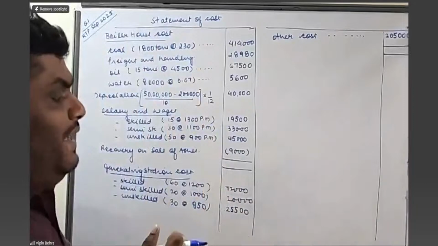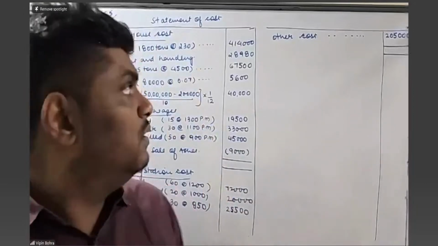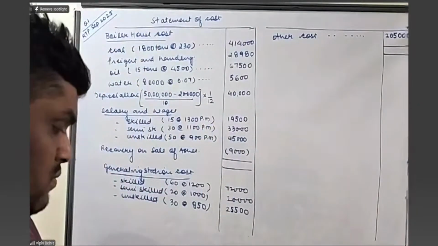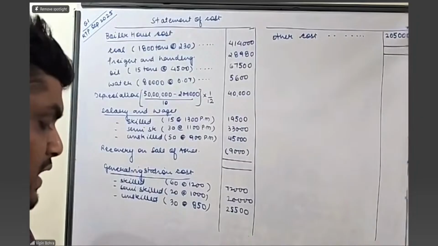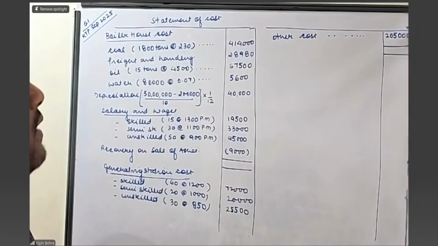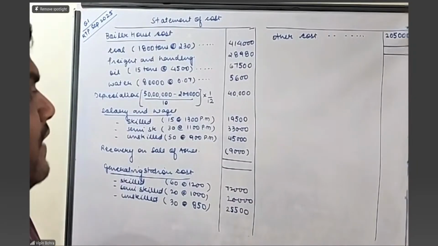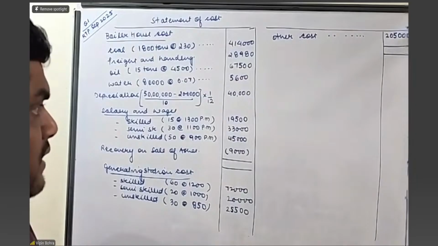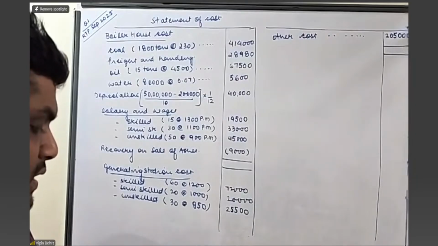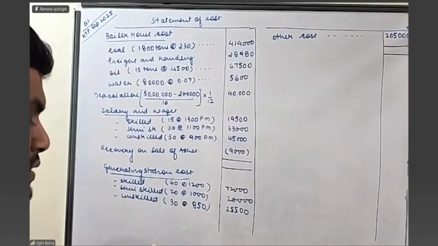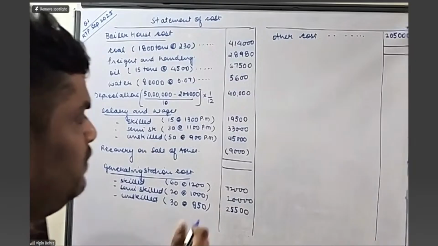So herein we can calculate the total cost now. 4,14,000, 28,980, 67,500, 5,600, 40,000, 19,500, 33,000, 45,000 minus 9,000. So 644,580.